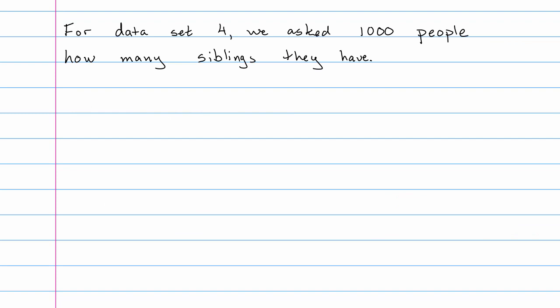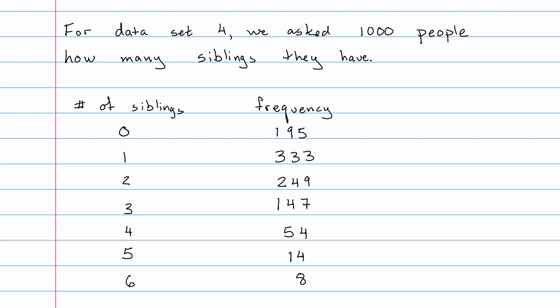For data set 4, we asked 1,000 people how many siblings they have. Now, I am not going to write down 1,000 different numbers here. Instead, I'm going to present this data as a frequency table, as we saw in the last lecture. So, of the 1,000 people, 195 said they had no siblings, 133 said they had 1, 249 said they had 2, and so on.